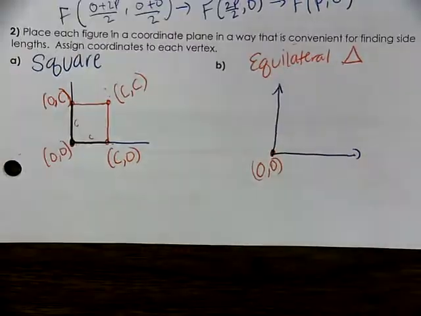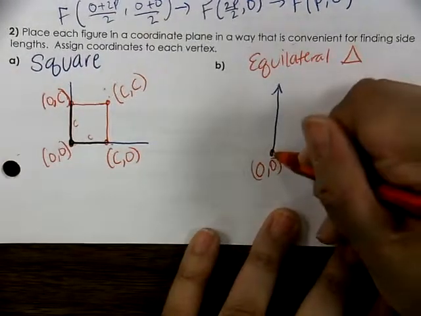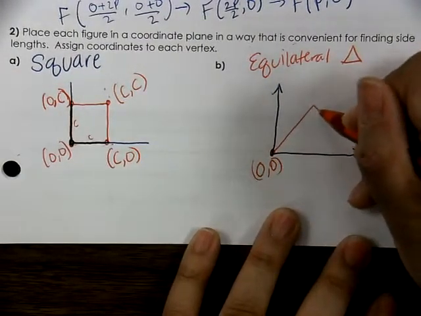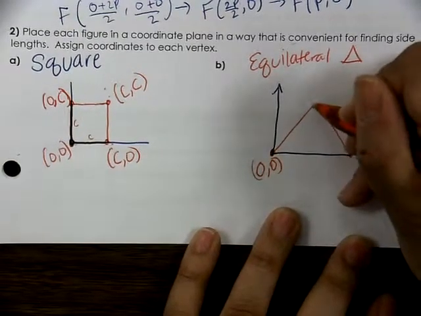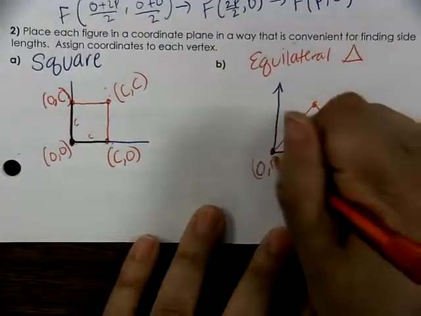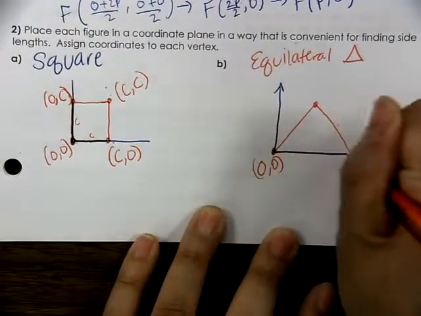I'm not labeling it with letters, though you could. I'm just going to first draw it out, trying to make it as perfect as I can, and then we'll label our points. So we know an equilateral triangle will have 3 sides that are all the same.